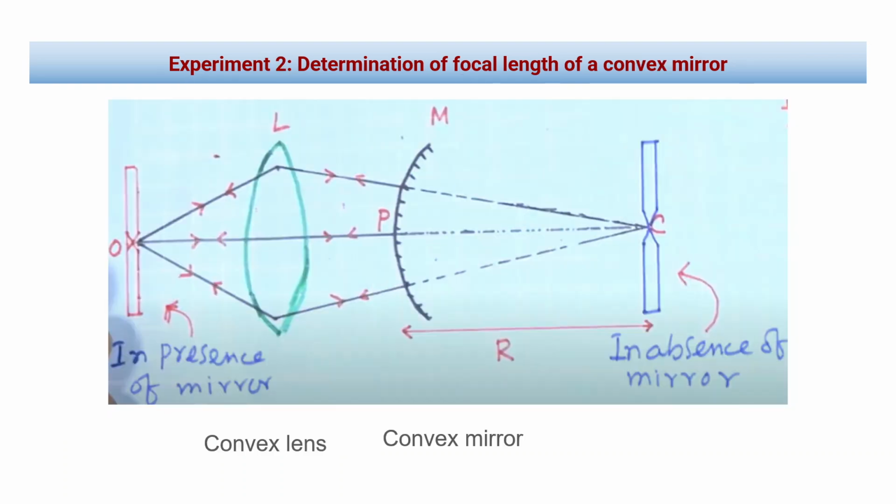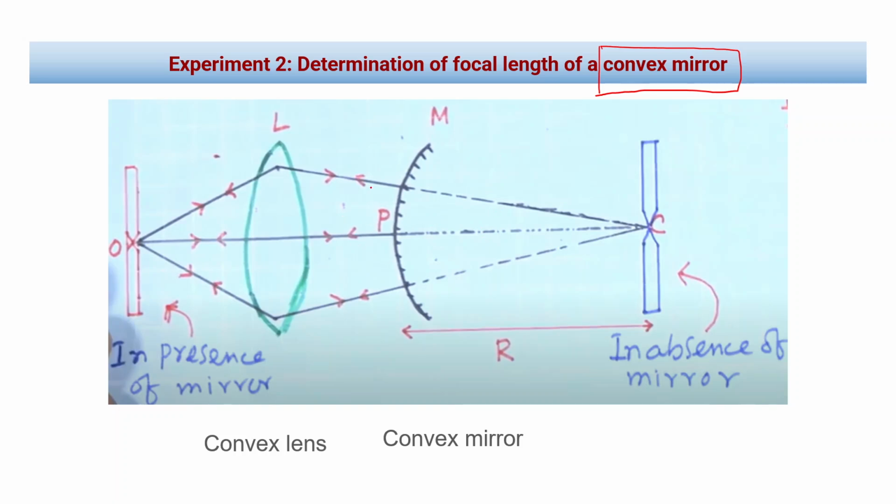Okay, so the next experiment was the determination of focal length of a convex mirror. Here the thing is, for a concave mirror we may get a real image or a virtual image depending on the distance of the object. But for a convex mirror, the image formed is always virtual, erect, and it is on the other side.